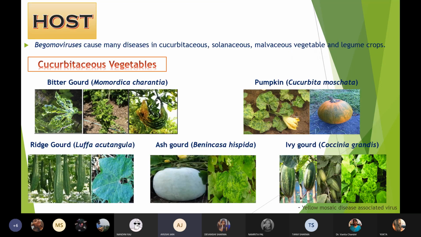So if we talk about the host, then Begomoviruses have been known to be associated with and cause many diseases in cucurbitaceous, solanaceous, malvaceous vegetables, and legume crops. These viruses have emerged as a major threat to vegetable and legume production in India. Some examples of cucurbitaceous vegetables are bitter gourd, pumpkin, ridge gourd, which we call torei in Hindi, ash gourd, also called wax gourd, ivy gourd, etc. All are associated with yellow mosaic disease virus.